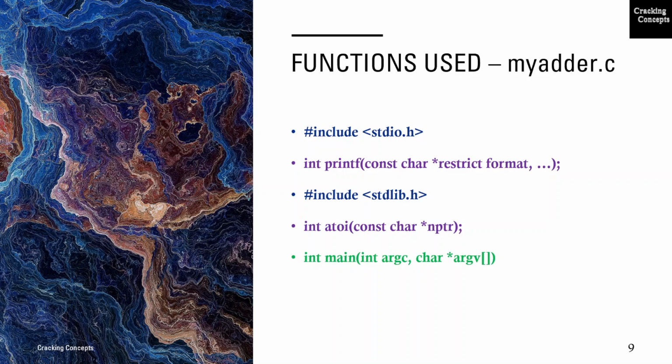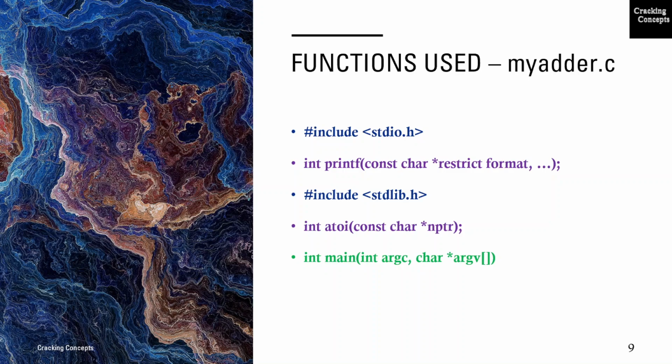Now we'll look at the different functions and header files used in the program myadder.c, which will be taking in the command line arguments and performing an addition for two numbers. We'll begin with the header file stdio.h, which is the standard input-output library that provides functions like printf, which is used for printing output to the console. Then there is the standard library header file, which provides utility functions like atoi. Now atoi will convert the initial portion of the string pointed to by this pointer into int. Its return is usually a converted value or 0 if there is an error.